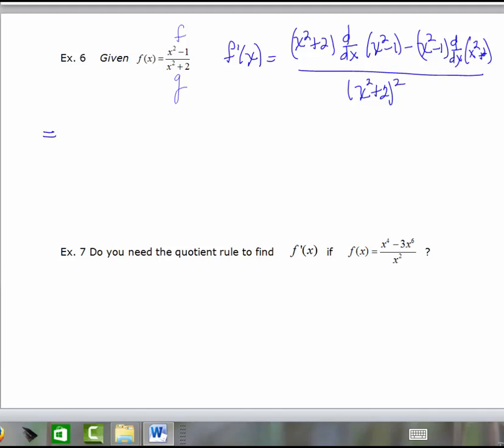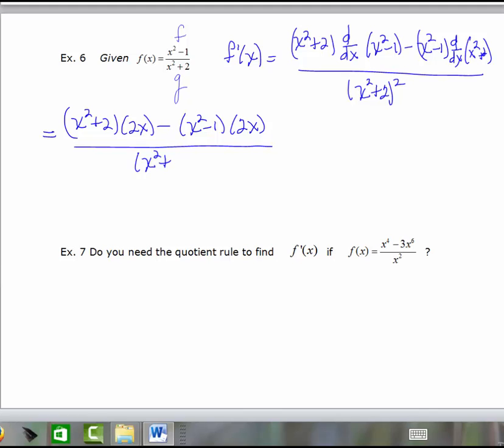So we'll do our derivatives out. So I've got the x squared plus 2. The derivative of x squared minus 1 is 2x, minus the x squared minus 1 times the derivative of x squared plus 2, which is also 2x. And I'm going to leave the x squared plus 2 in factored form, but I am going to simplify the numerator.